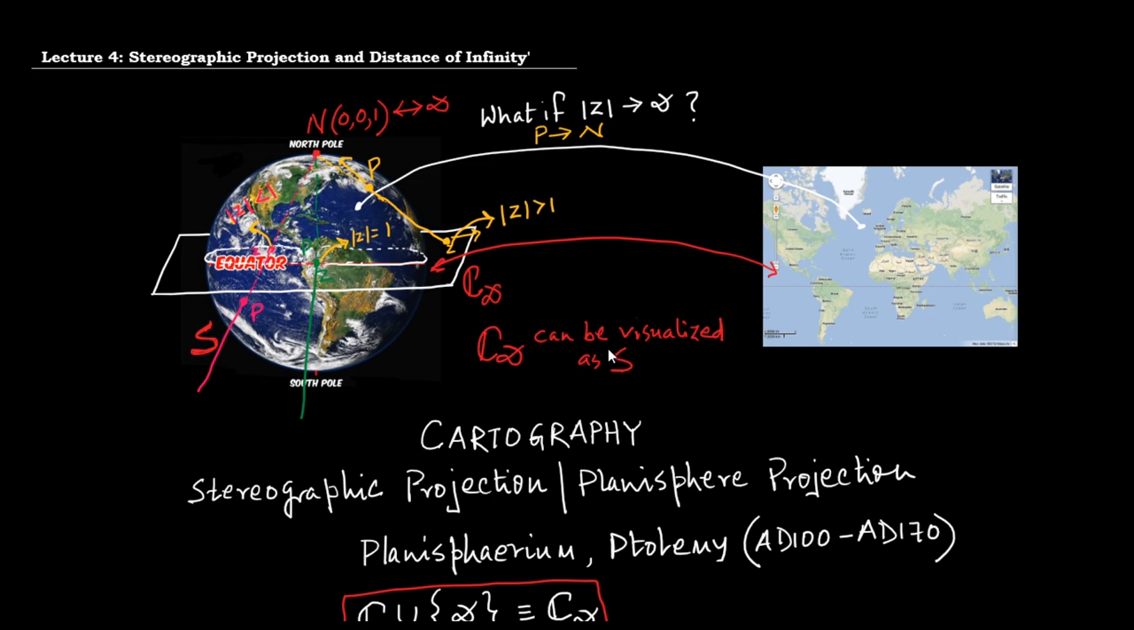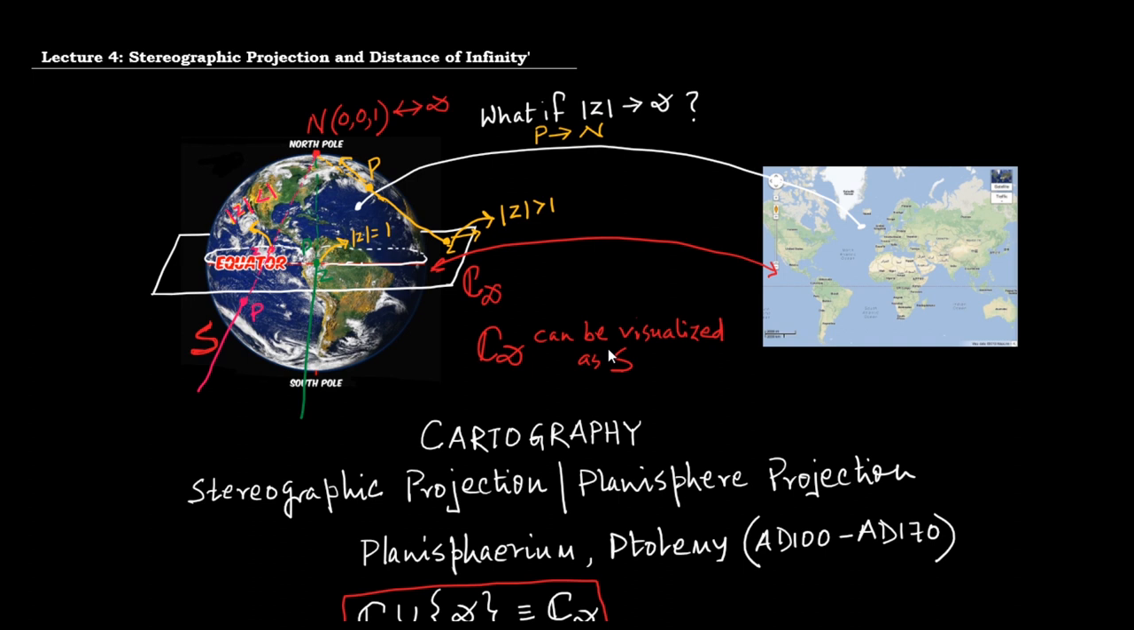This projection that we discussed, the way we are projecting points of a complex plane on the surface of a sphere, is known as the stereographic projection. By virtue of this stereographic projection, every point on the extended complex plane can be identified with a point on the surface of the sphere.